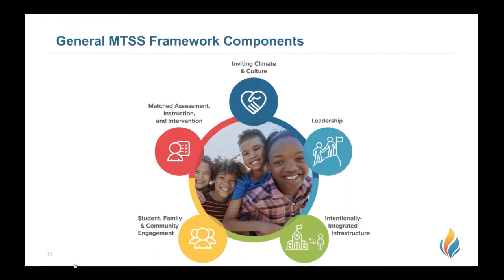You see here that schools typically have an inviting climate and culture that encompasses some high quality leadership that helps to support our infrastructure that is very intentionally integrated throughout our school, that we also are pulling in our students, families, and communities as part of our MTSS frameworks, and that the key component, which is where we're going to spend a good chunk of our time today, is talking about how we would match our assessment, instruction, and intervention supports for students.